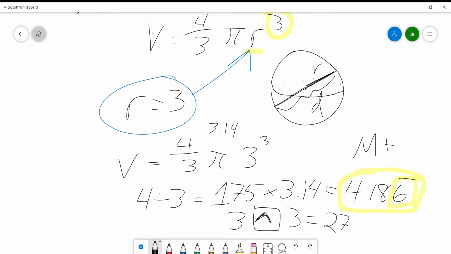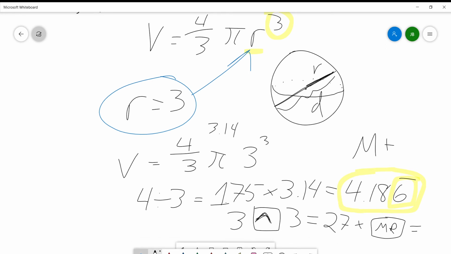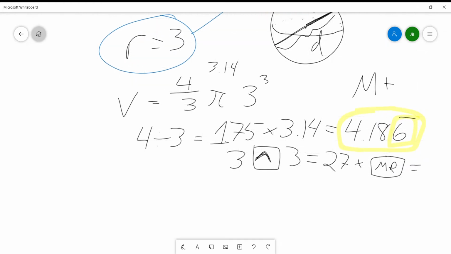Then you take 27 and you do times. You're going to push this button, memory recall. That says bring up the number that you're holding on to. Memory recall, so it'll bring up 4.18 and 6 repeating, equals, and you should get about the answer that's shown in the book, which is 113 centimeters.